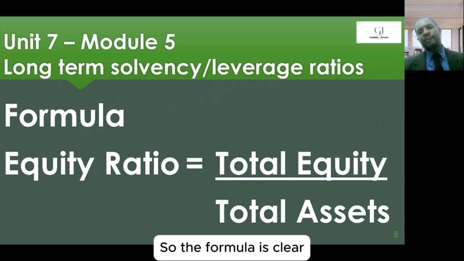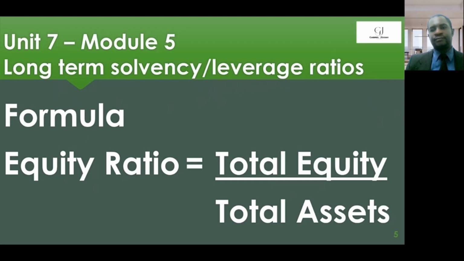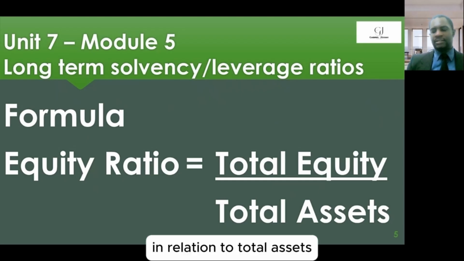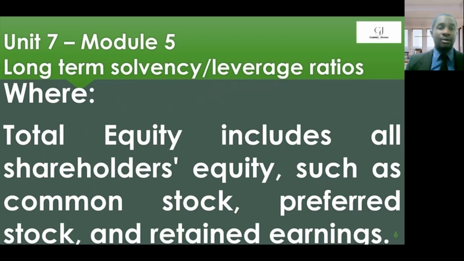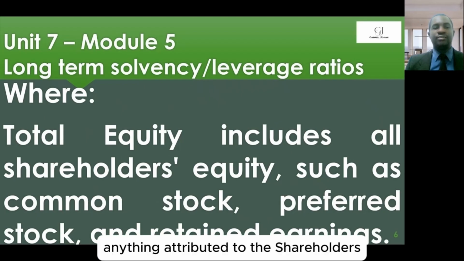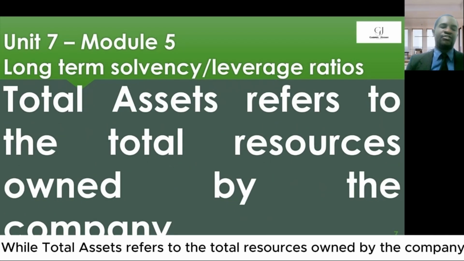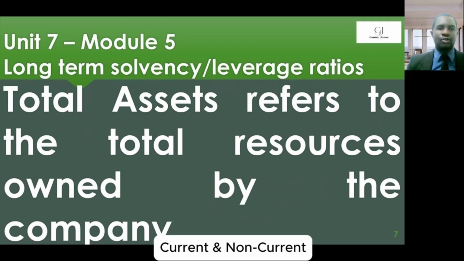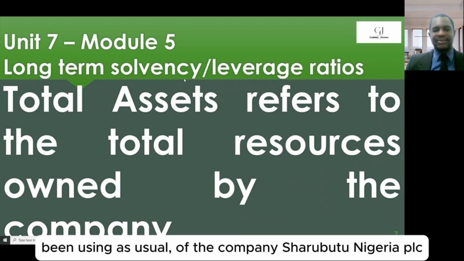So the formula is clear. We want to get the percentage of the total equity in relation to total assets, where total equity includes shareholders' equity, common and preference stock, retained earnings, reserves, anything attributable to the shareholders' funds, is our numerator. While total assets refers to the total resources owned by the company, current and non-current. Very, very important. So let's dive into the example we'll be using as usual.